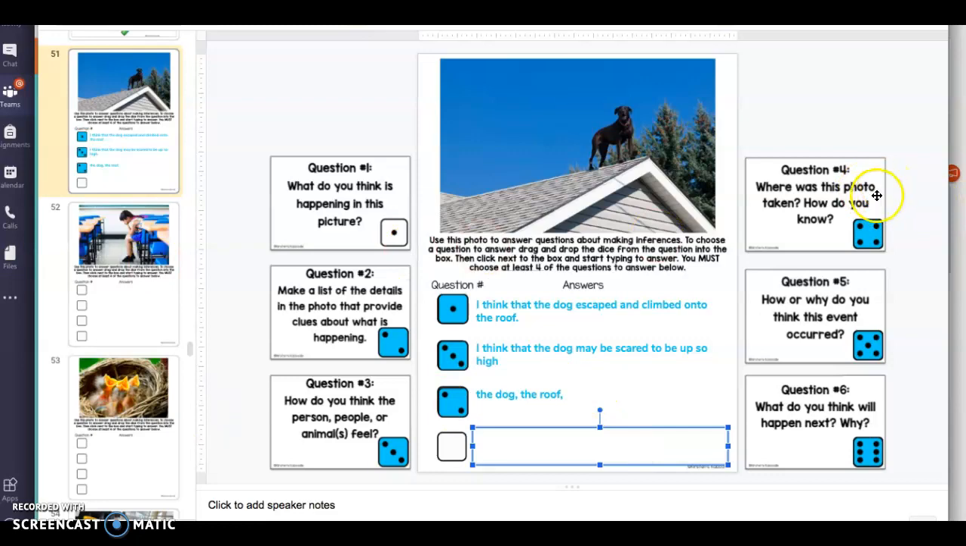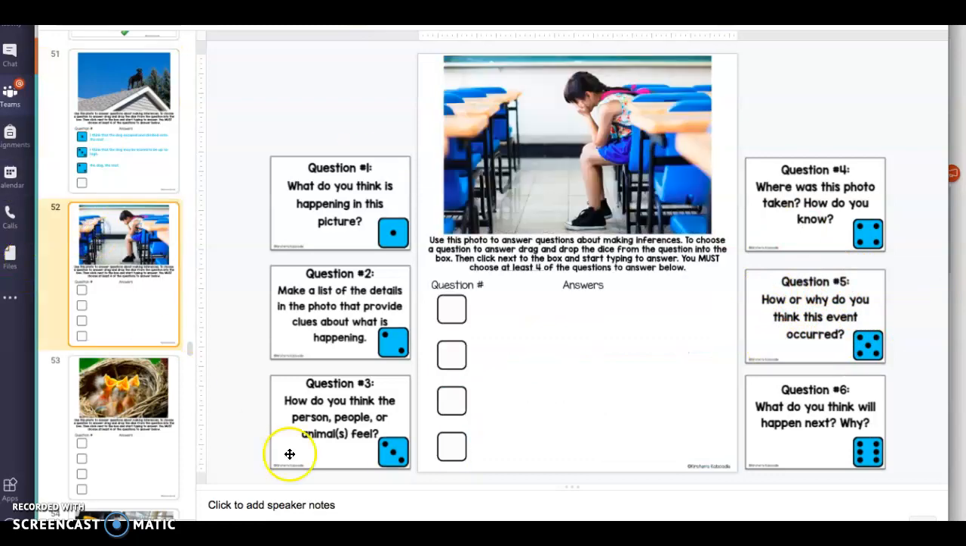So if we were going to answer where was this photo taken, it's taken outside on what looks like the roof of a house. Why do you think this event occurred? And that's where you could use your creative thinking to think, how could a dog possibly get up on the roof like that? Now let's try one like this.